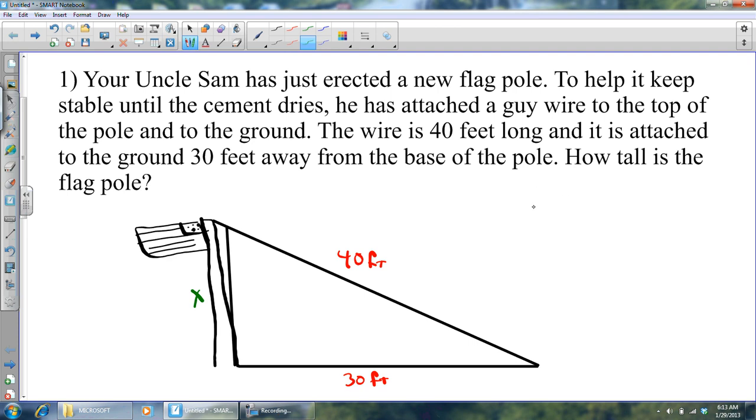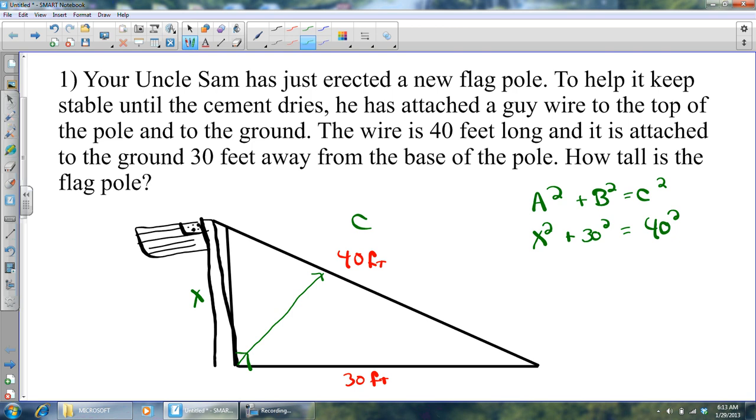Well, since I have a right triangle, I'm going to use the Pythagorean theorem. Going to find my right angle, and I'm going to draw an arrow to the side opposite to identify c. In this case, c is 40, so I'm going to square 40. I'll make a the x length, and b will be the 30. I'm going to square everything.